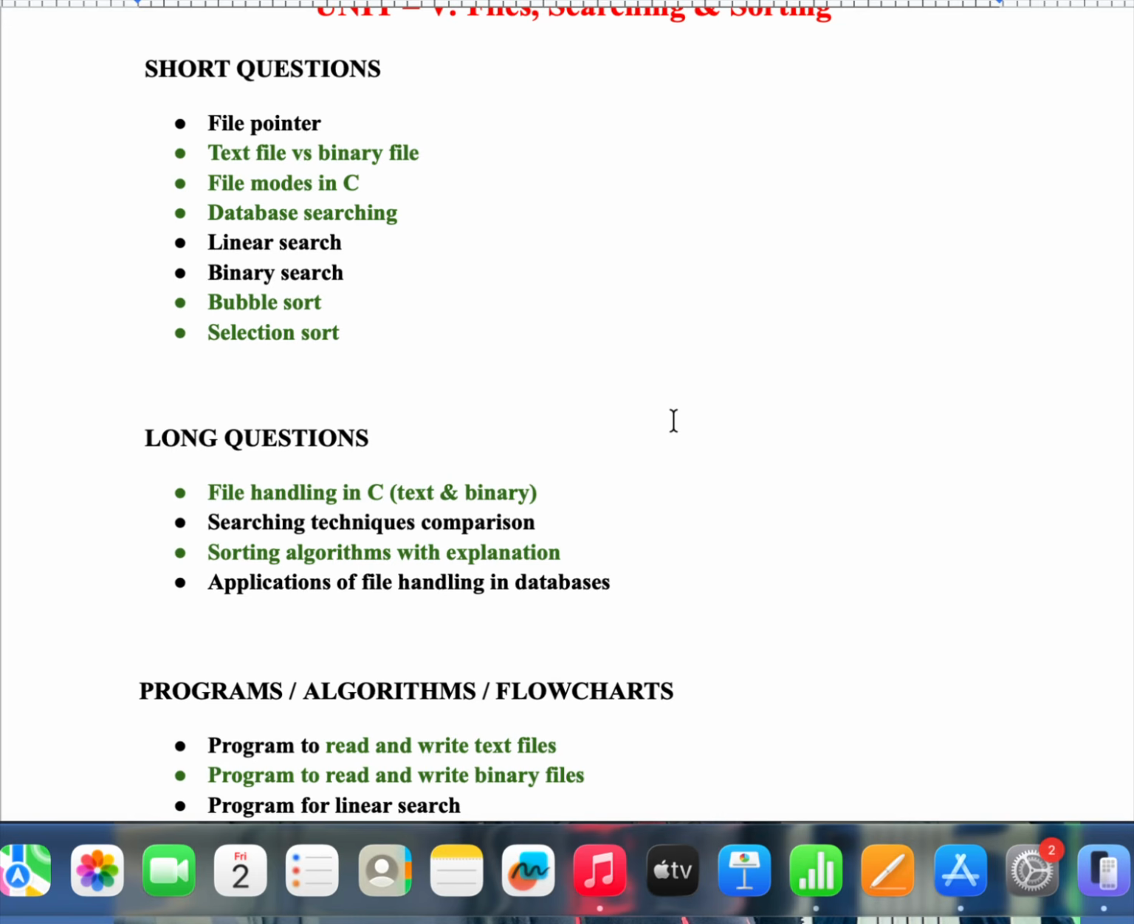Sometimes they may give you a 10 mark question. For example, they ask explain briefly about file handling in C. You're not supposed to write only the theory part of that. You need to differentiate between text as well as binary, and you need to write programs to read and write text files, and to read and write binary files to get 10 out of 10 marks.